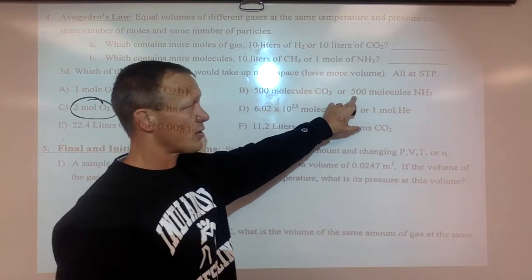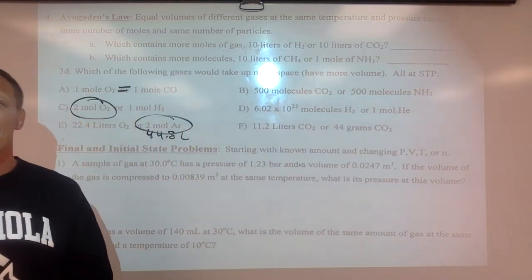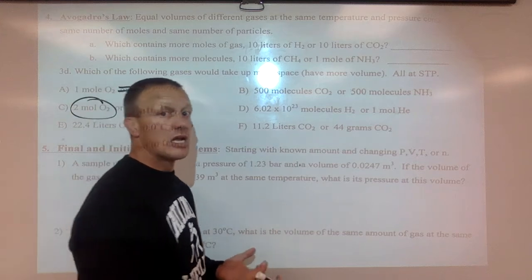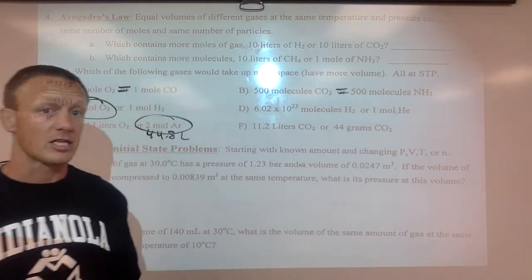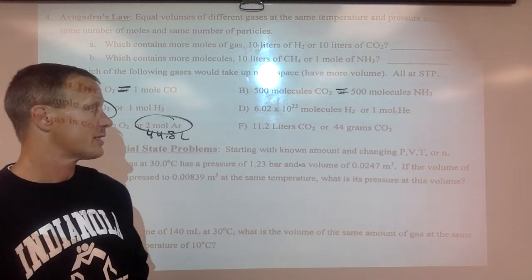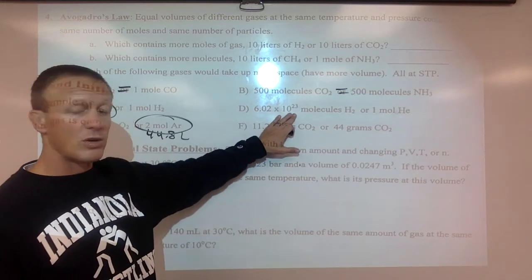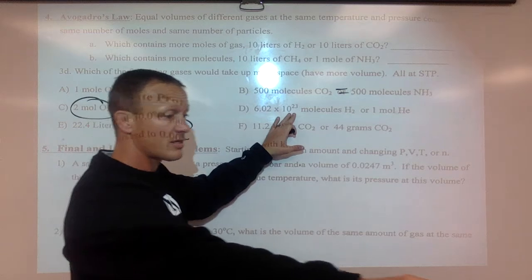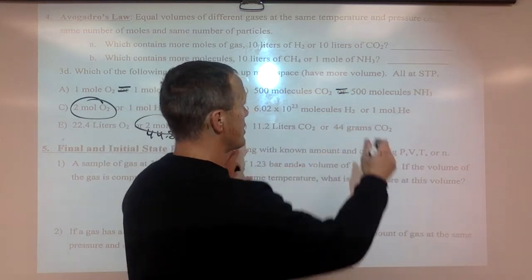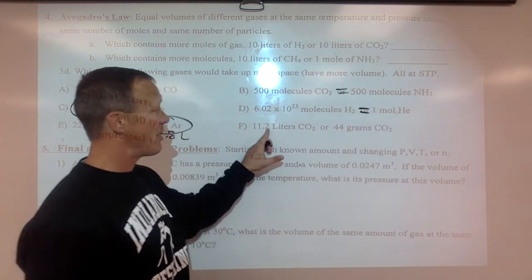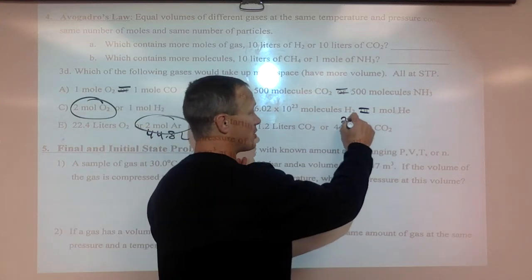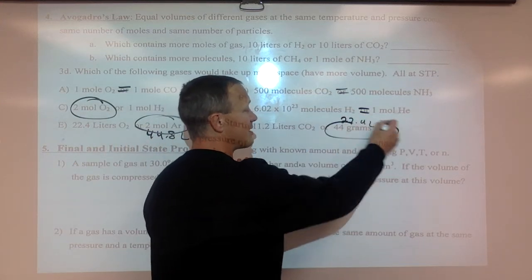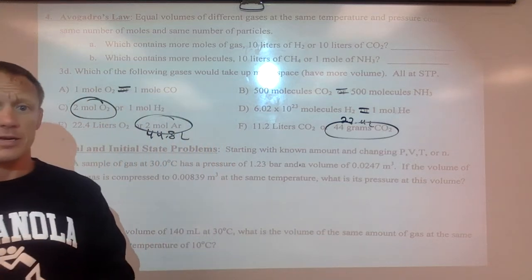500 molecules. Doesn't matter what gases they are, they take up the same amount of space. That's way less than a mole, so it'd be way less than 22.4 liters, but it'd be the same amount of space, however many milliliters that is. That's a mole, so that'd be 22.4 liters. That'd be one of these boxes, or a mole of helium. Those are equal. And that'd be half a mole. 44 grams is 1 mole, so that would be 22.4 liters. That's going to take up more space if we're at STP.